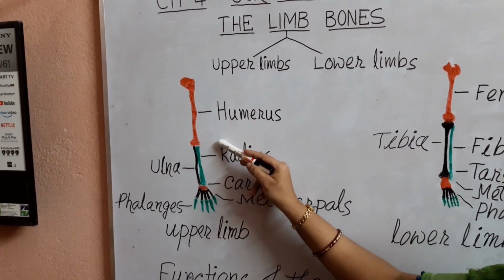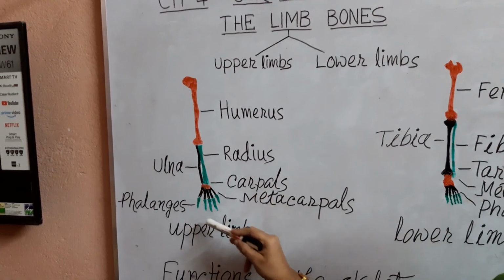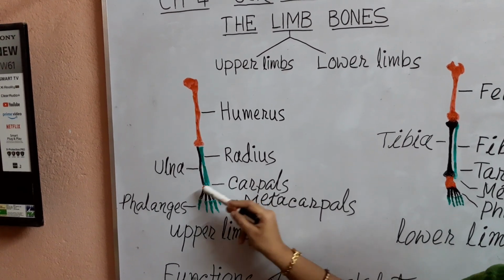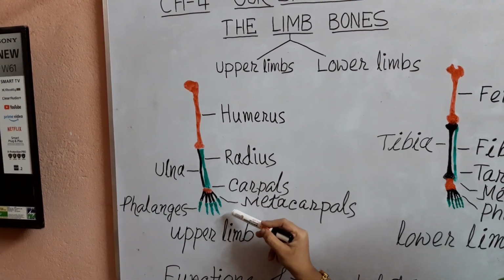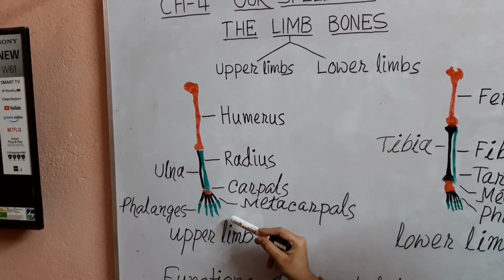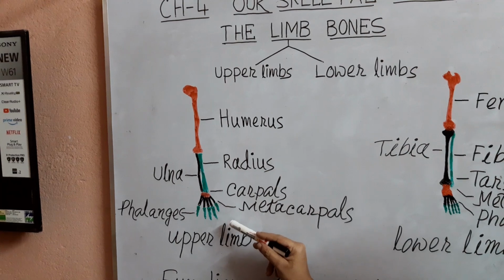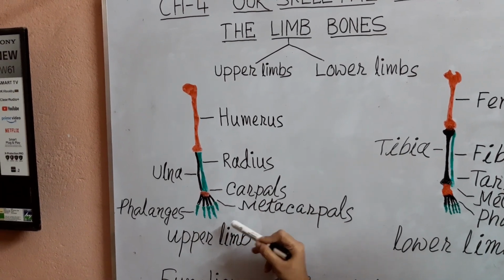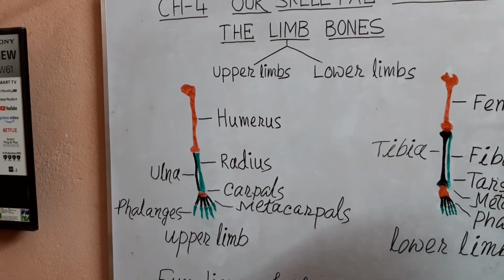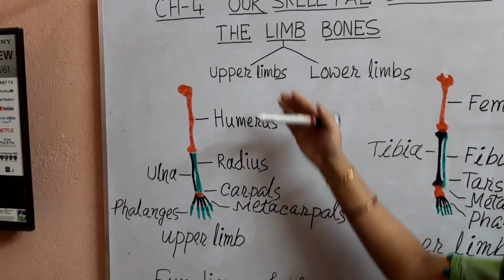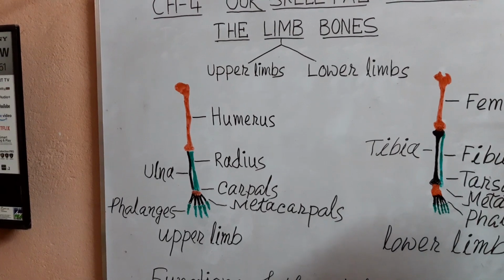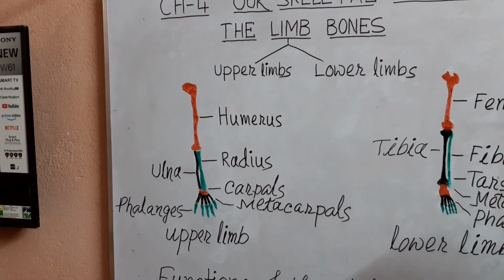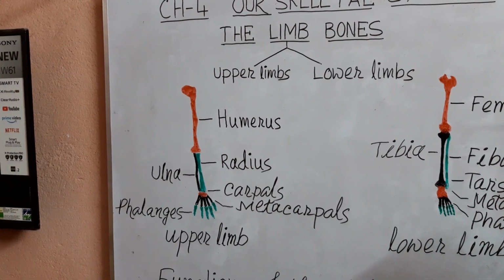Understood? Now the palm. This palm is made up of so many strong, flexible and small bones. They are carpals. Our finger bones are made up of metacarpals and phalanges. So students, this is the structure of our upper arm, or you can say the hand.